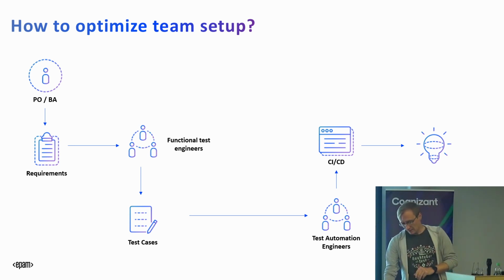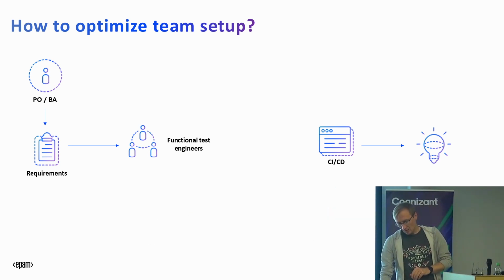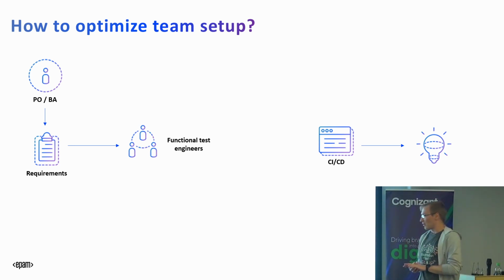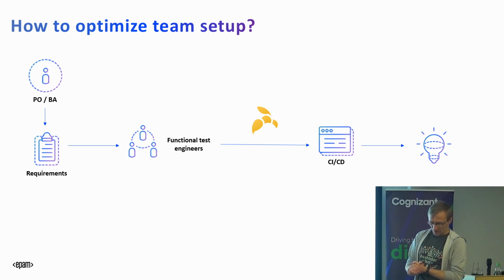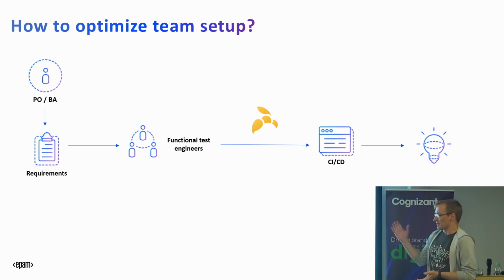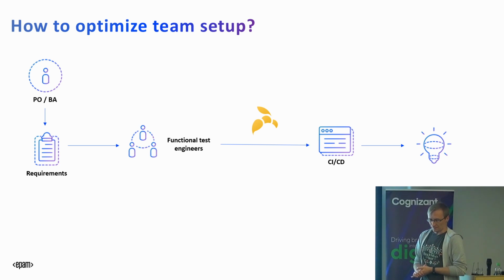So, having VIVIDUS, we can eliminate all these cons, and our functional test engineers can write tests which can be easily injected into CI/CD. So it means that whenever functional test engineers start creating these tests, you may already get their results in an automated way. So you can run them and get the results immediately after the requirements come to your team.